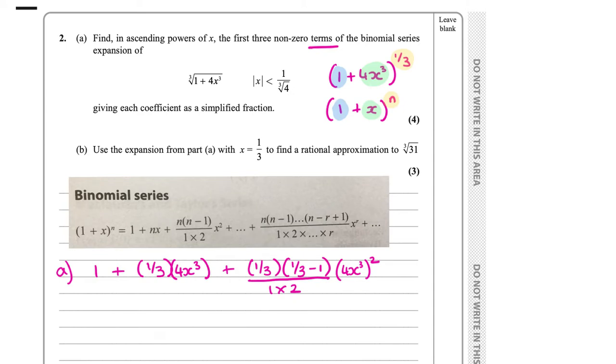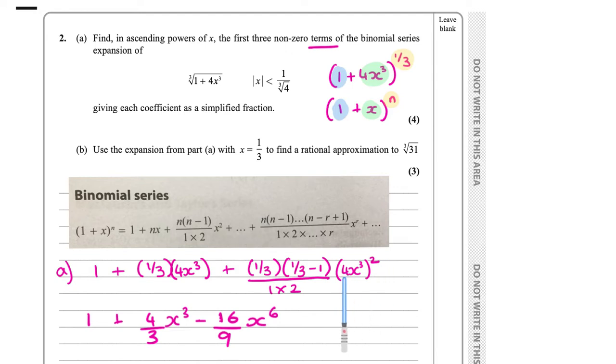So we're going to have 1 plus 64 over 3. Oh, no, sorry. Been very silly then. 4 over 3 x cubed. I accidentally cubed the 4. Okay, then minus 16 over 9 x to the power of 6.